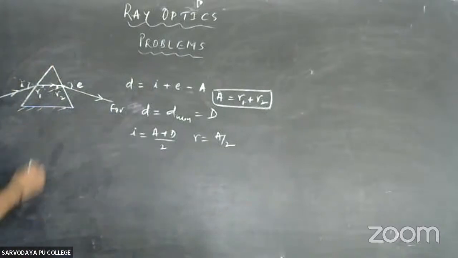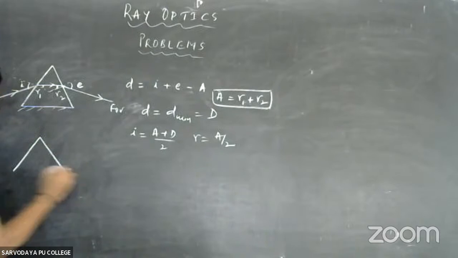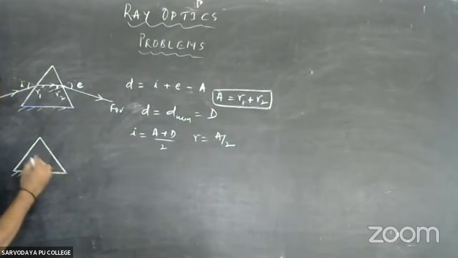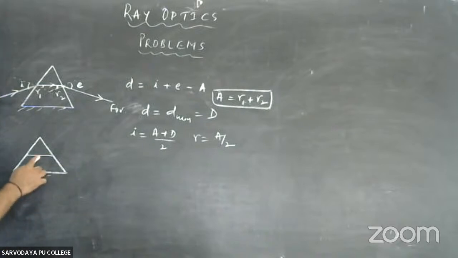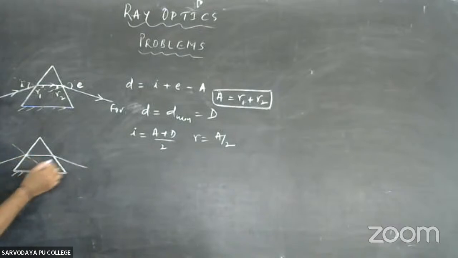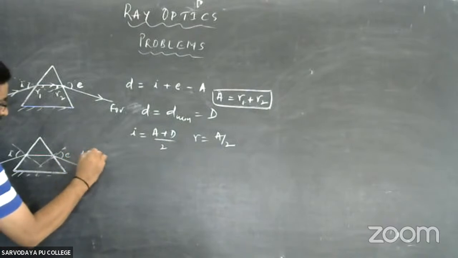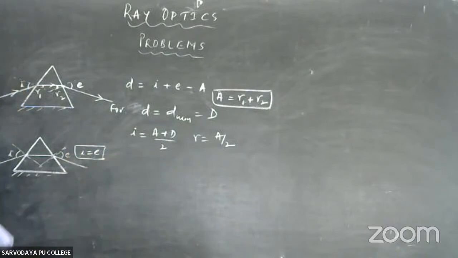And already you know at minimum deviation position, the ray traveling inside the prism will be traveling parallel to the base, so that the angle of incidence and angle of emergence will be the same. That is, I will be equal to E. Whenever the angle of incidence is equal to the angle of emergence, the ray will be undergoing minimum deviation. And at minimum deviation position, the refracted ray inside the prism travels parallel to the base.